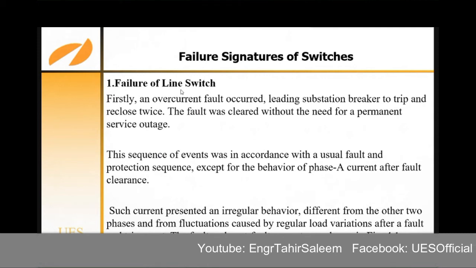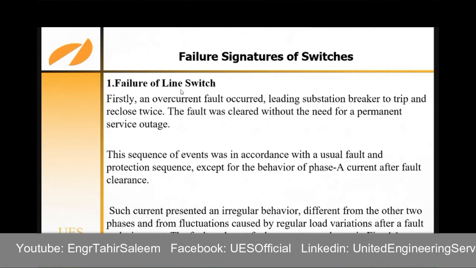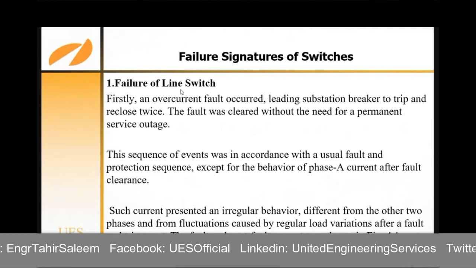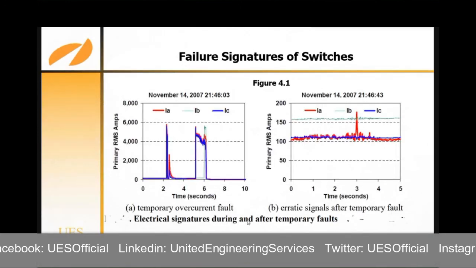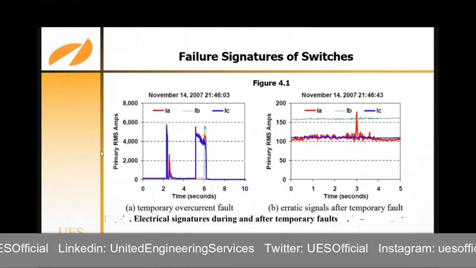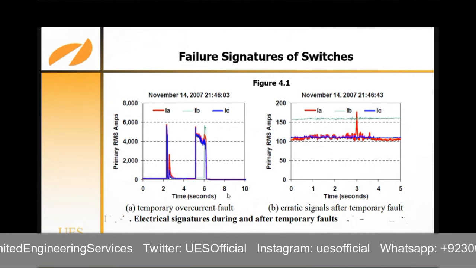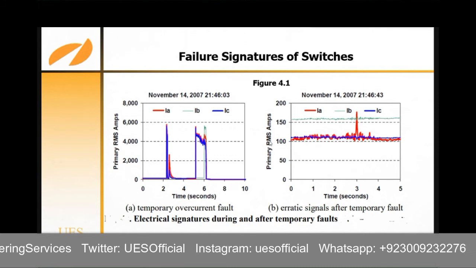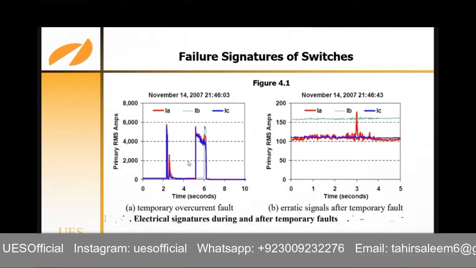Such current presented an irregular behavior, different from the other phases and from the fluctuation caused by regular load variation after a fault and trip event. This fault and post-fault current is shown in Figure 4.1. Now, this current gives you an idea of how many times these switches have been closed and how many times the fault has occurred.